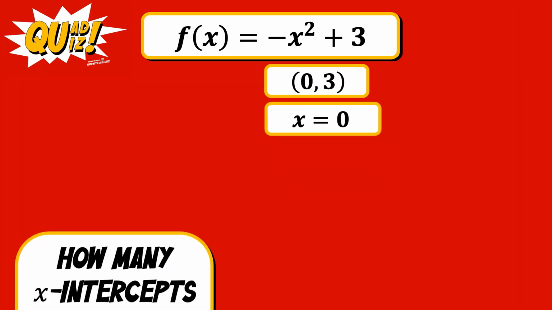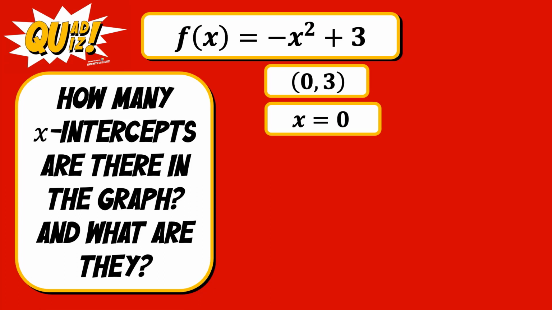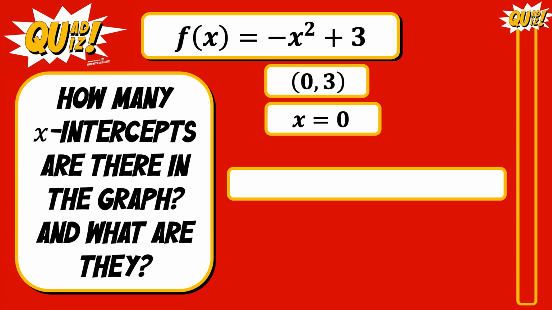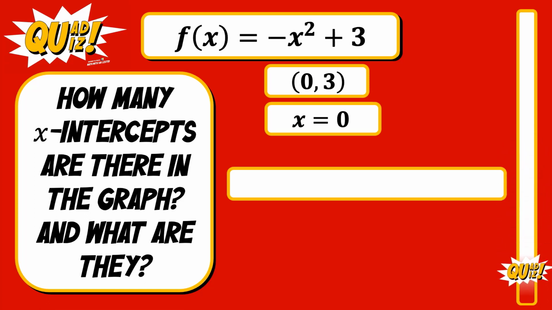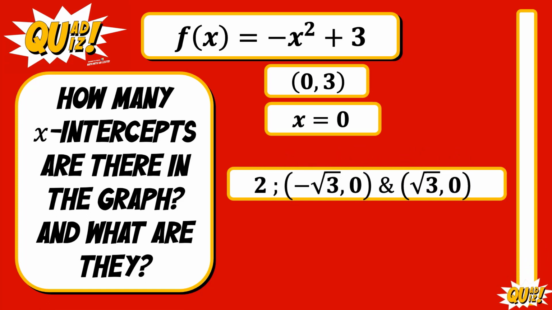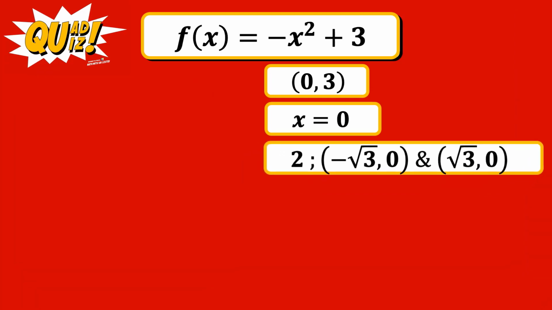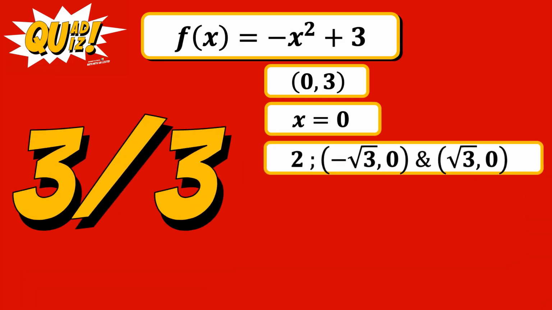And for the last question, how many x-intercepts are there in the graph? And if there are, what are they? We have 2 x-intercepts, and we have negative square root of 3, 0, and square root of 3, 0. Did you get 3 over 3? If not, please continue viewing this video.